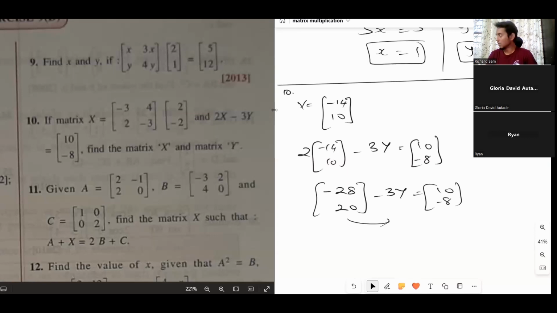We don't have Y, no? You have to find Y. So you can't multiply 3 with Y. No, you have to divide by 3. Because when 3 goes on the other side, you get divided.